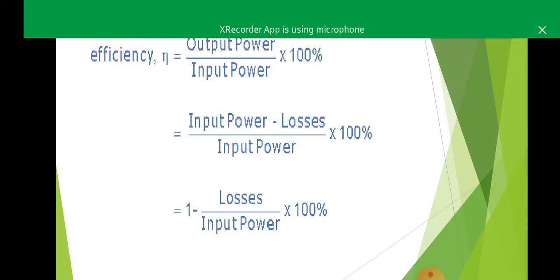This is the formula of efficiency: output power divided by input power multiplied by 100. We know that output power is equal to input minus losses. So the equation becomes (input minus losses) divided by input multiplied by 100, and after simplification we get (1 minus losses divided by input power) multiplied by 100.